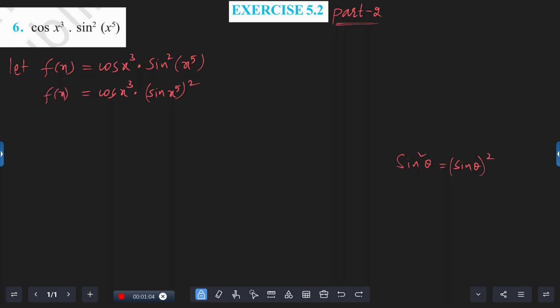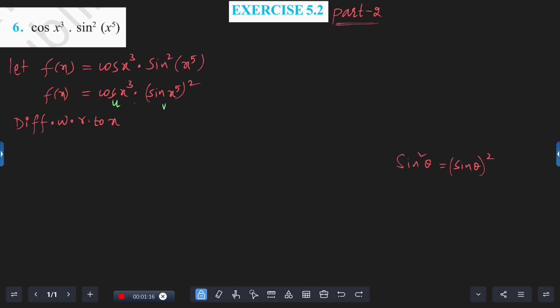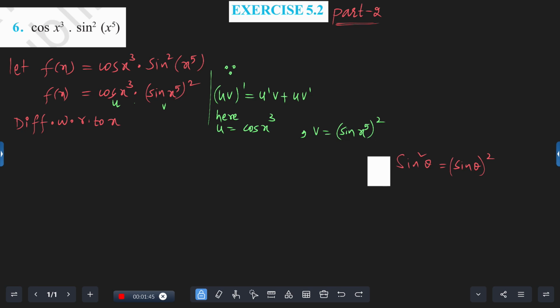Now I'm going to differentiate this with respect to x on both sides. But children, listen, this looks like a u into v format. Have you noticed two functions are multiplying? When two functions are multiplying, there is a formula for that: the derivative of uv is u dash v plus u v dash. So this is the formula I'm going to use. Here, what is the u value? U value is cos x cube, and v value is sin x power 5 whole power 2. That's it.